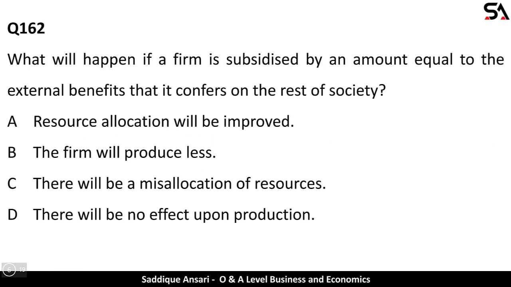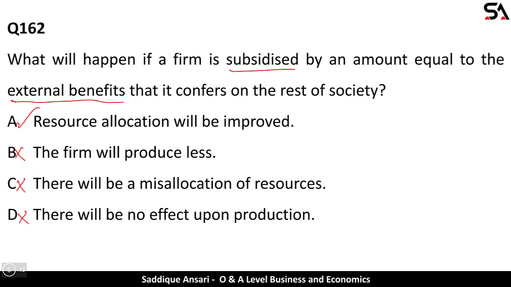Next, what will happen if a firm is subsidized by an amount equal to the external benefit? So the subsidy the government is giving is equal to the external benefit. It means firms will be encouraged to produce more towards the socially desirable output, hence resource allocation will improve. So A is the correct answer. And the firm will produce less due to subsidy. That is not the correct answer. There will be a misallocation of resources, of course not, because subsidy is given to improve resource allocation in case of merit goods. There will be no effect upon production. This is also not the correct answer.